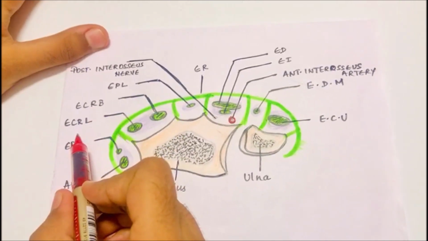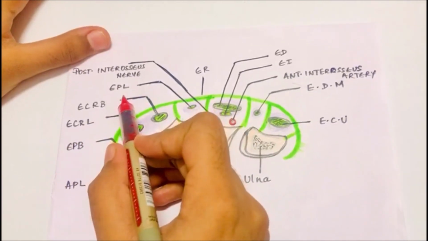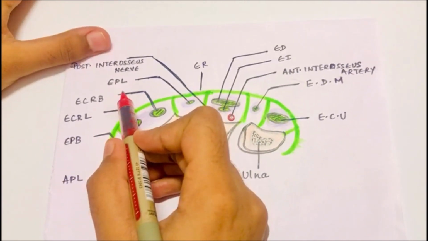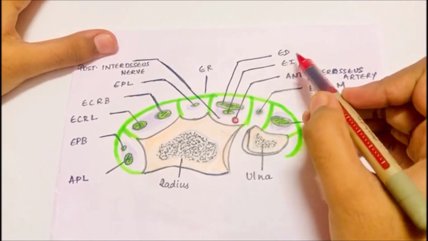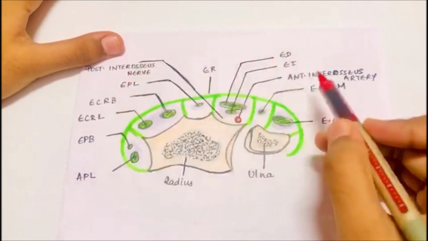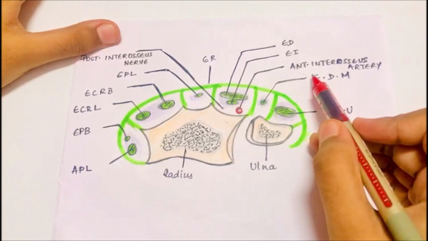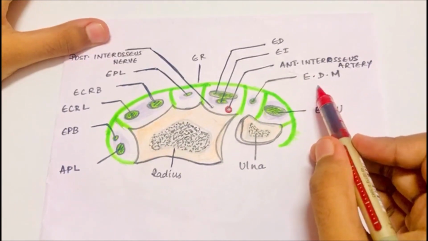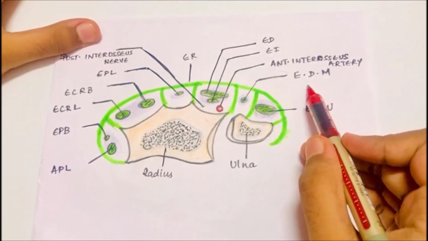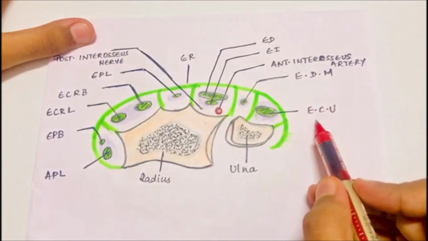The third compartment includes extensor pollicis longus, and the fourth compartment includes extensor digitorum, extensor indicis, posterior interosseous nerve, and anterior interosseous artery. The fifth compartment includes extensor digiti minimi, and the last compartment, which is the sixth compartment, includes the extensor carpi ulnaris.